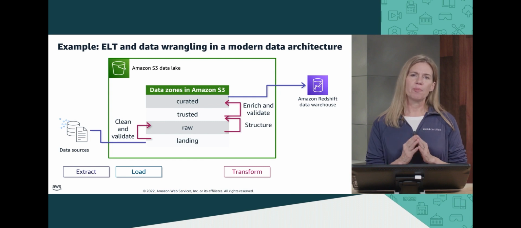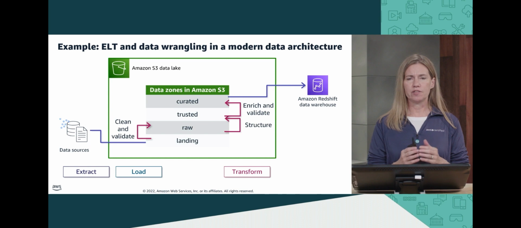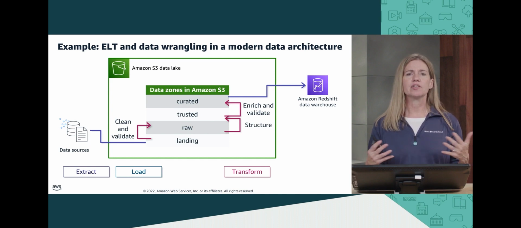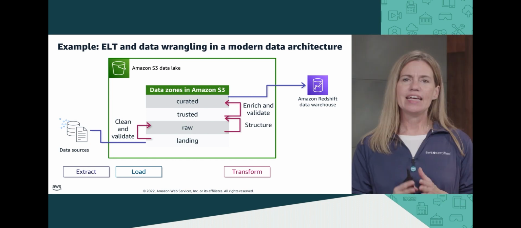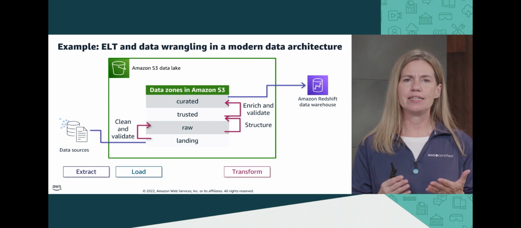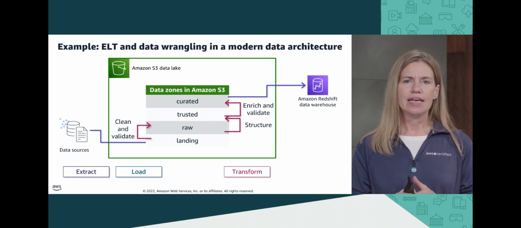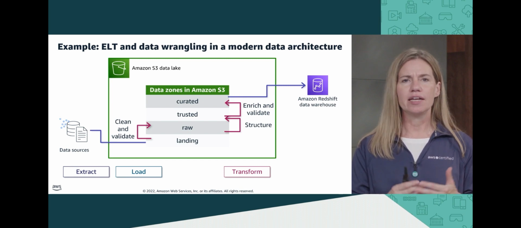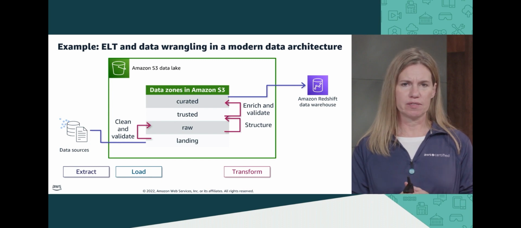Data structuring prepares the data for the trusted zone. Then data enriching is performed on data in the trusted zone, modeling the data so that it can be joined with other data sets and stored in the curated layer. Data validation would also occur as part of these transformations before storing data into the next zone. Data sets in the curated layer are ready for the Redshift data warehouse to ingest.